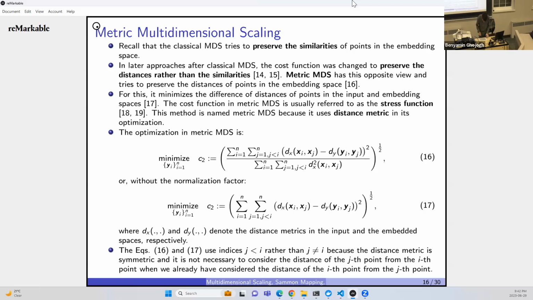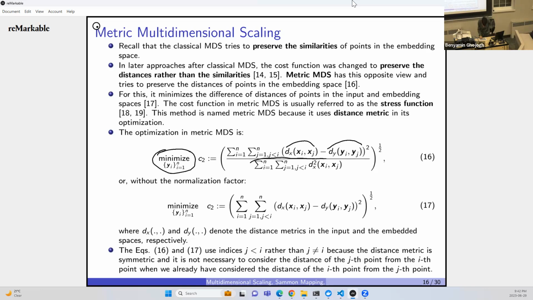So basically, what is this? dx is some distance metric between xi and xj. It means the distance in the input space. What is this? The distance in the embedding space. I want the difference of distances to be minimized. Find some y embeddings which minimize the difference of distances.